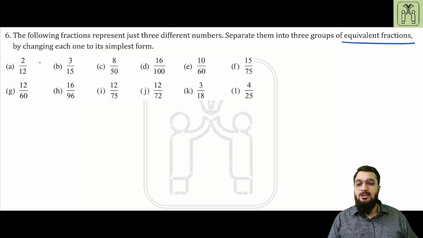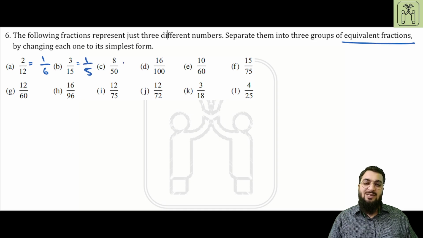चलो स्टार्ट करते हैं. 2 upon 12 can be written as 1 upon 6. 3 upon 15 can be written as 1 upon 5. 8 upon 50 can be written as 2 4s are 8, 2 25s are 50, so it can be written as 4 upon 25 equal to sign.